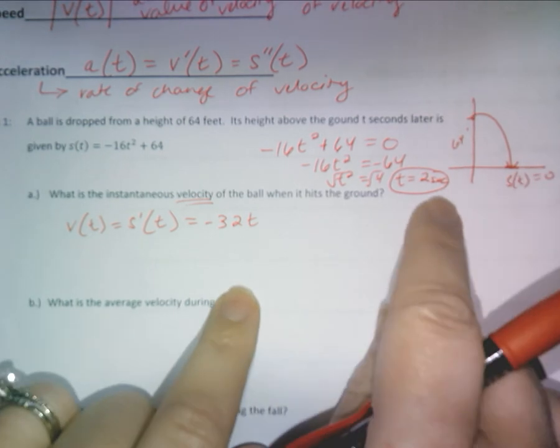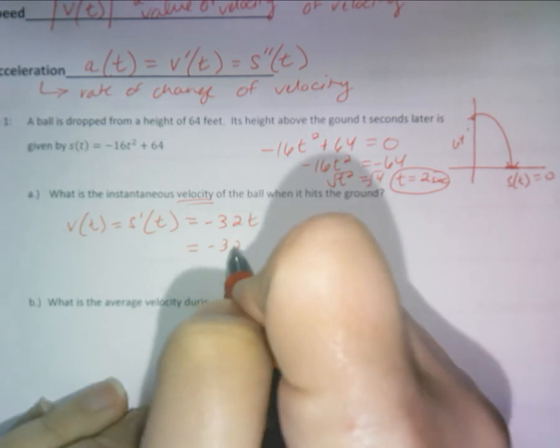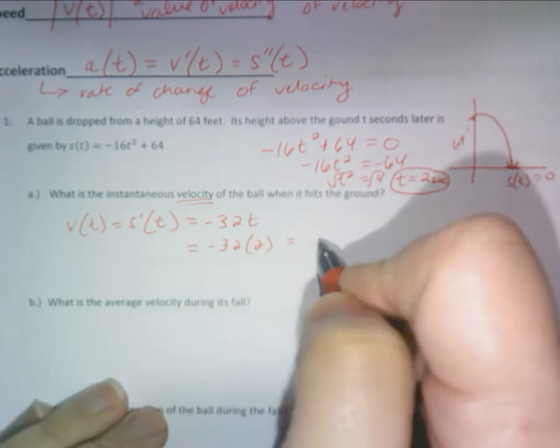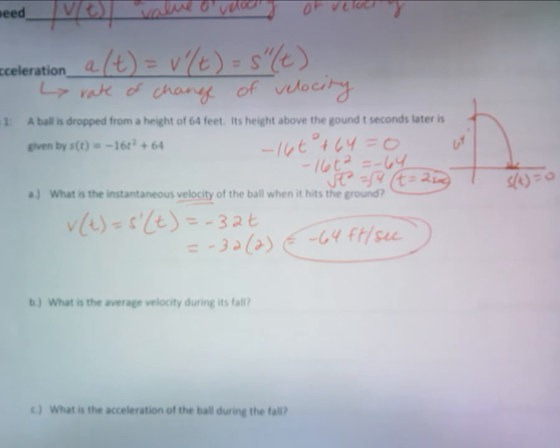So what do I do with this 2? Plug it in right there. So negative 32 times 2 would be negative 64 feet per second is the velocity at which it's hitting the ground at that moment. That's how derivatives help us. It's pretty neat.